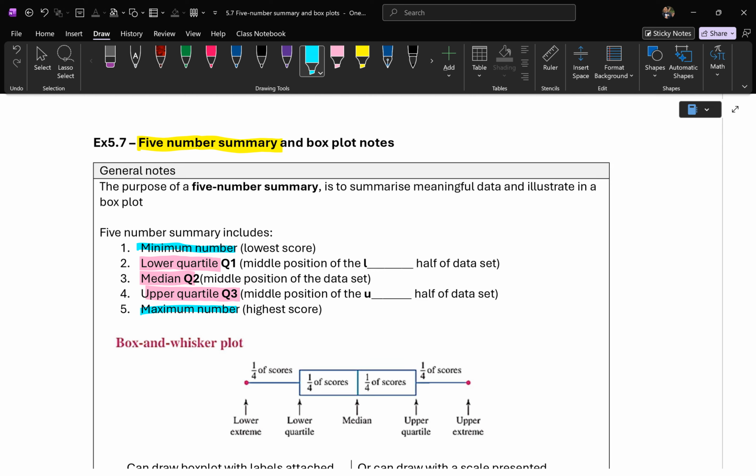Those are your 5 key special numbers, and you can see it on this diagram here. That lower end, that very last dot, represents your smallest value, so the minimum. So just right here, that's your minimum. The very highest end here is your maximum. Okay, and then you can see it's split up into quarters.